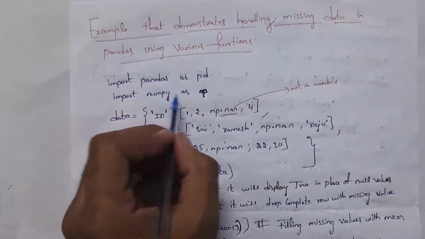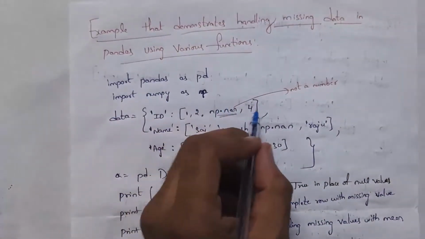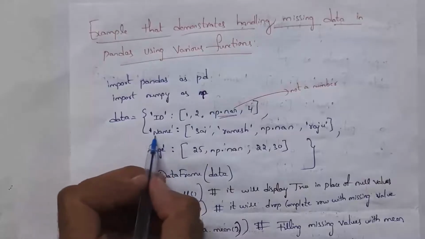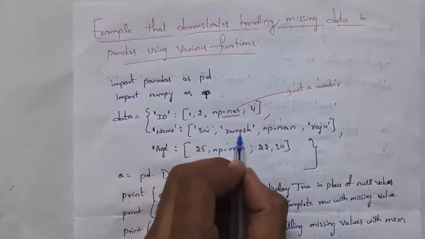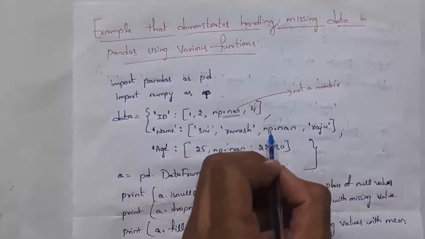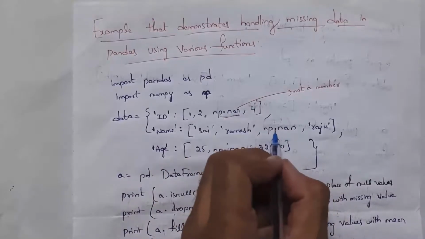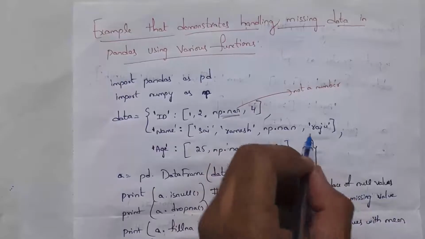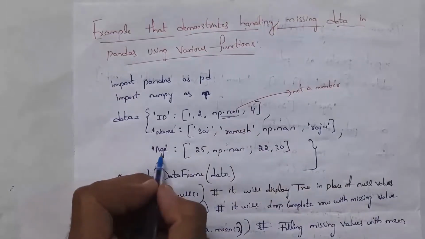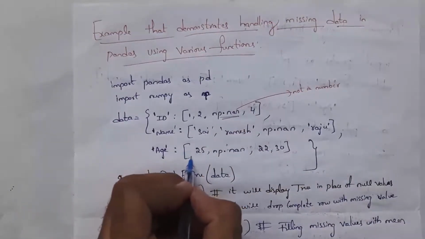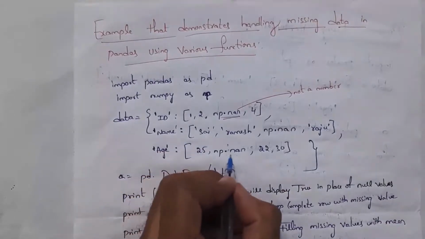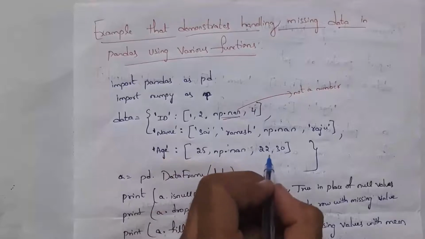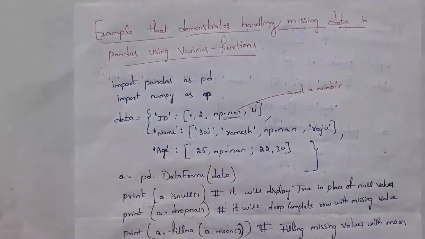Then np.nan comma 4. Similarly, the next column is the name column. So the key is name, and this name column contains Sai, Ramesh, and I don't want to give any value, so this is a missing value. So I wrote np.nan comma Raju. Similarly, the next column is the age column. Inside the age column I am passing a list that contains 25 comma np.nan, that is the missing value, comma 22 comma 30.